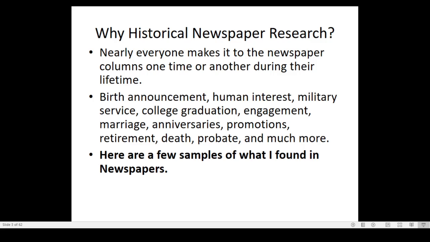So the other things are promotions, retirements, death, of course, probate records. Probate can tell you an awful lot about what's going on. And there's much more. So here's a few examples of what I found in newspapers, just looking around and preparing for this talk tonight. Okay.